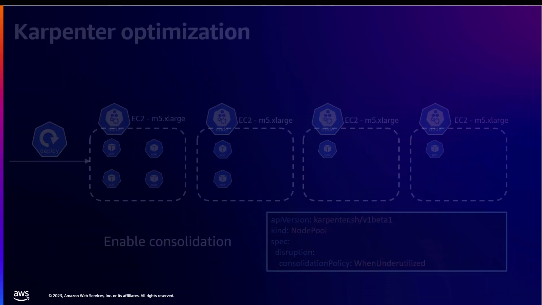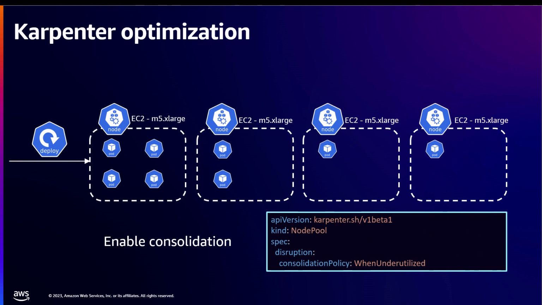So now let's talk about cost optimization. This is one of my favorite features. Over time, your cluster may look like this. You have 4 EC2 instances running. The first one is really awesome, nicely bin packed tight. Last 3, not so much. A lot of underutilized nodes.